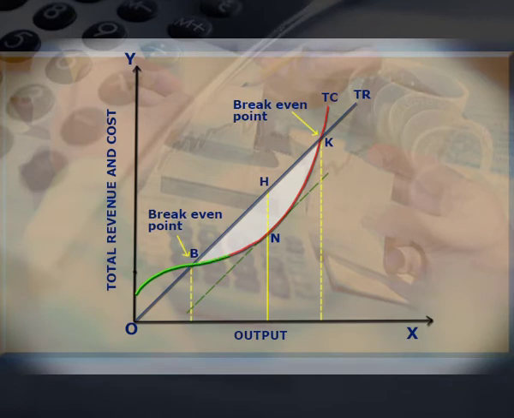Now with further production, the TR curve overrides the TC curve. Thus, we can see that the difference between TR and TC is maximum here, which means the profit is maximum. After this, if the firm permits further production, TR will start declining and will reach TC. That is, it will be again at break even. Beyond this, if there is further production, the firm has to incur loss.